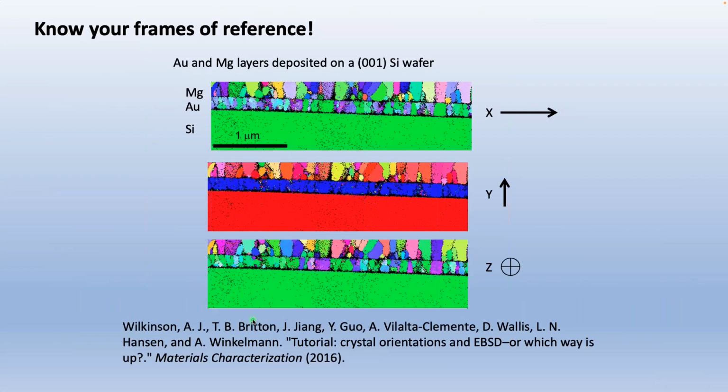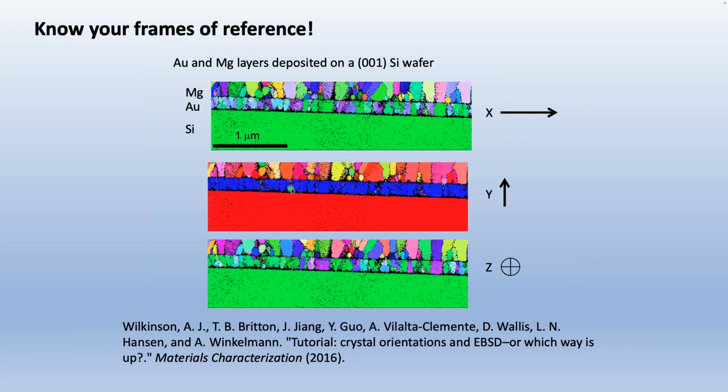The next thing is know your frames of reference. This is a really important one, I think, and somewhat forgotten. These are maps from gold and magnesium layers on a silicon wafer, an 001 silicon wafer. So this is a cross section of those layers. And here we've shown the X direction is in the horizontal position. The Y is vertical. So the Y corresponds in this case to the growth direction for these phases.